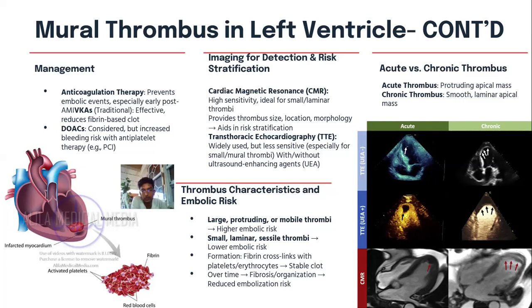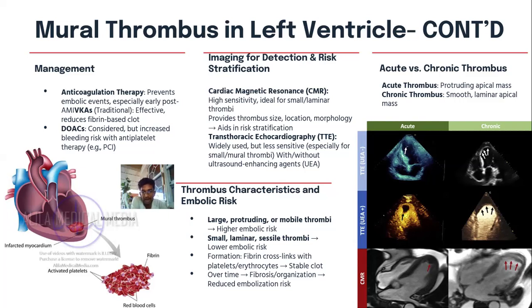Let's move on to management implications. That's at the top left. Given the high risk of embolic events associated with left ventricular thrombus, particularly in early phase post-acute myocardial infarction, anticoagulation therapy is often recommended. Vitamin K antagonists, VKAs, have been the traditional choice for managing left ventricular thrombus to prevent embolic complications, given their effectiveness in reducing fibrin-based clot formation.